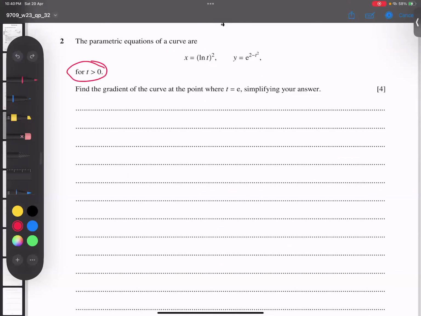So let's talk about the parametric equations. He's saying t is bigger than 0, it means t is positive. And he's given us two equations. So x equal to log of t to power 2.